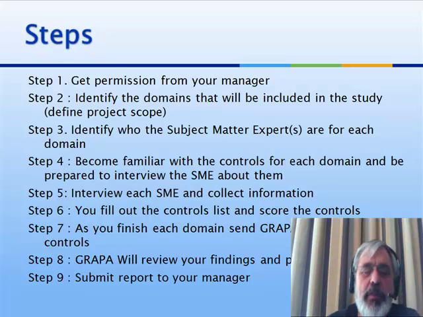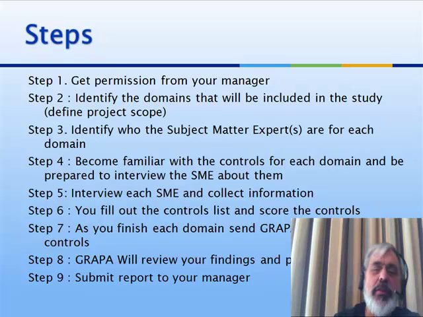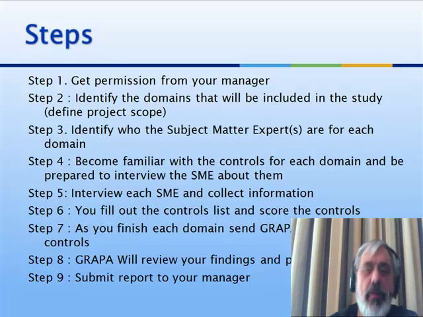There are 9 steps in this process. Step 1, get permission from your manager. 2, identify the domains. 3, identify your subject matter experts, or your SMEs. 4, get familiar with the controls. 5, interview each SME. 6, fill out the controls list. 7, as you finish the domains, send your mapping to the GRAPA faculty so that we can give you feedback. Based upon the feedback we give you, you can then put together a final report to show your manager and to discuss the different risks that you found throughout the exercise.